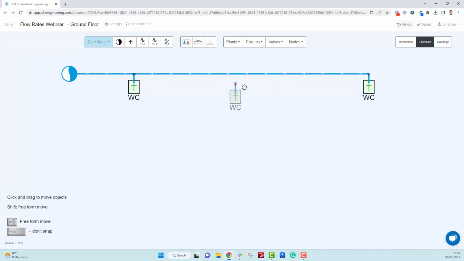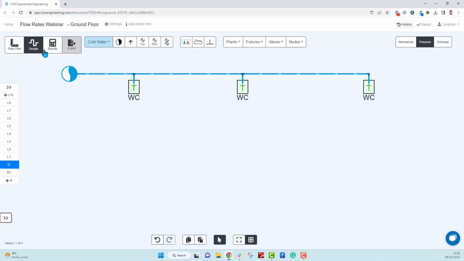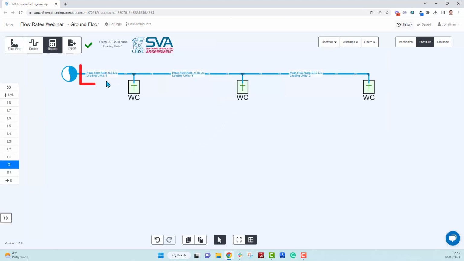Okay, so in this next example, I am going to add one more WC, and once again, just have a think what you expect to happen. So loading units have gone up linearly to 6 now, but the increase in the peak flow rate has only gone up by 25%. So hopefully you can see now that as you add more fixtures, the flow rate will always increase, but the amount it increases by will reduce.